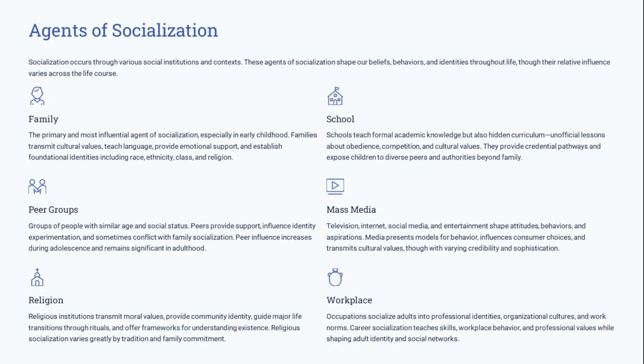Socialization occurs through various social institutions and contexts, shaping our beliefs, behaviors, and identities throughout life. Family, school, peer groups, mass media, religion, and workplace are key agents that influence our socialization. Each agent plays a unique role in transmitting cultural values, norms, and expectations, ultimately shaping our identity and social roles.